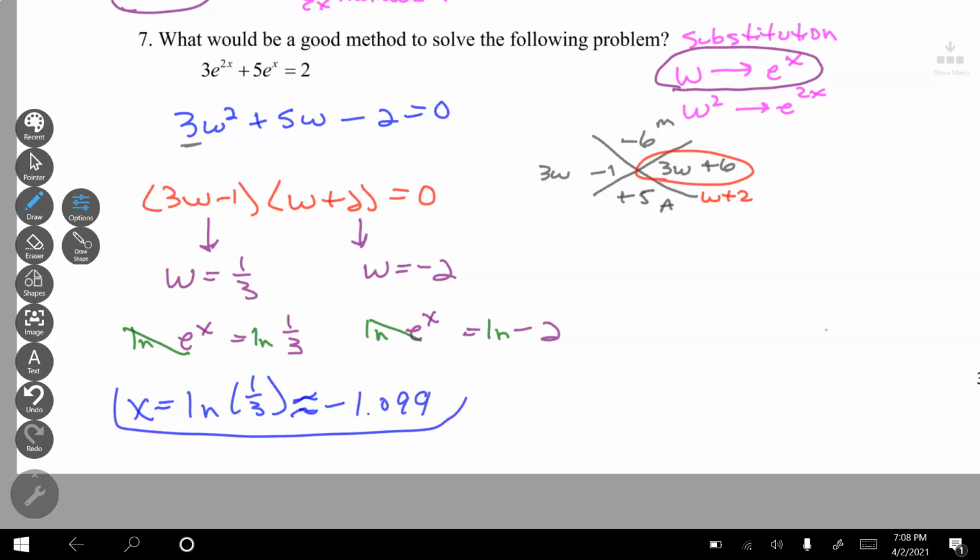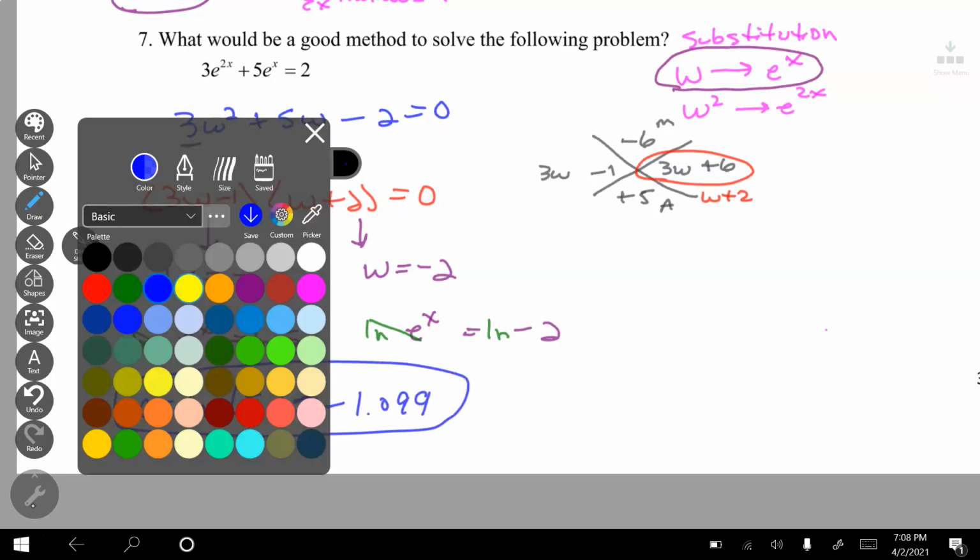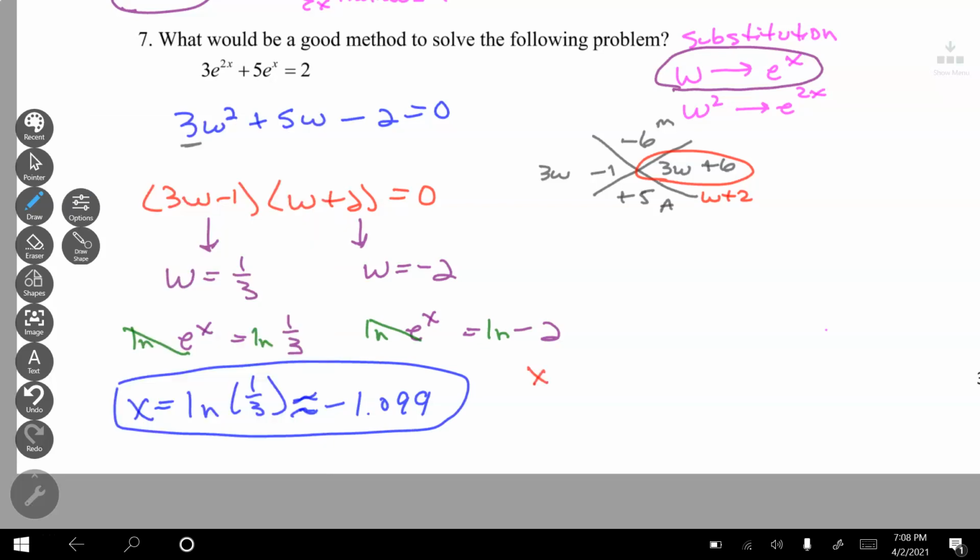I put that in my calculator, I get negative 1.099, and then I have x equals ln of negative 2, which I know is impossible. I cannot do logs of negative numbers. So there's my one solution.